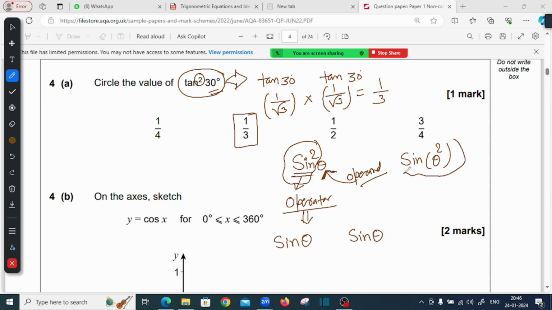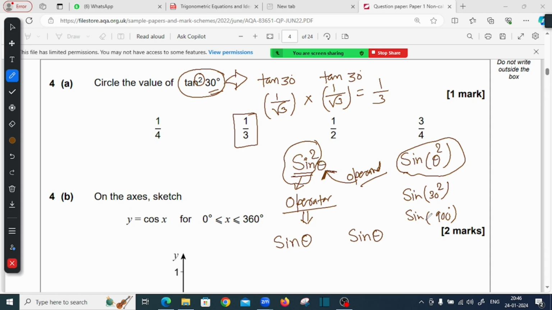So its answer will be 1 by 3. Similarly, if you have to find sine of theta square, clearly see here the square is on theta, not on the operator. So if you have to find sine 30 square, it means you have to find sine of 900 degrees. That is entirely different. Is it okay?